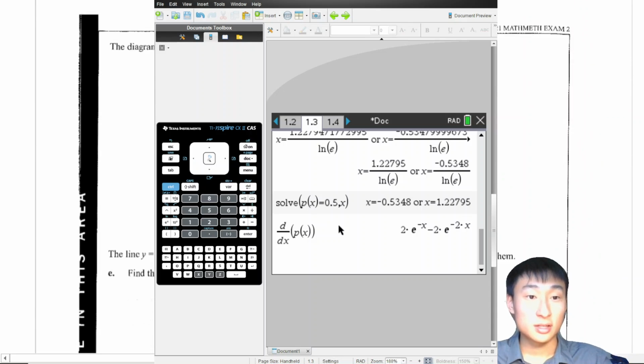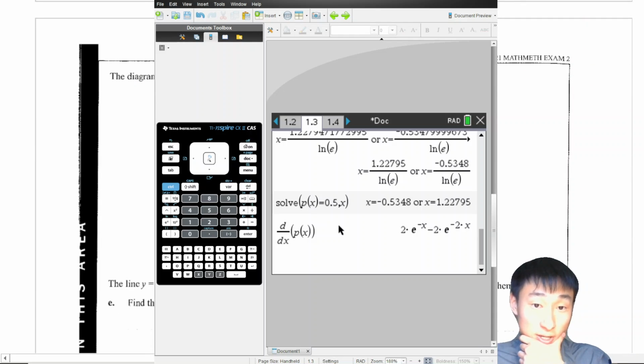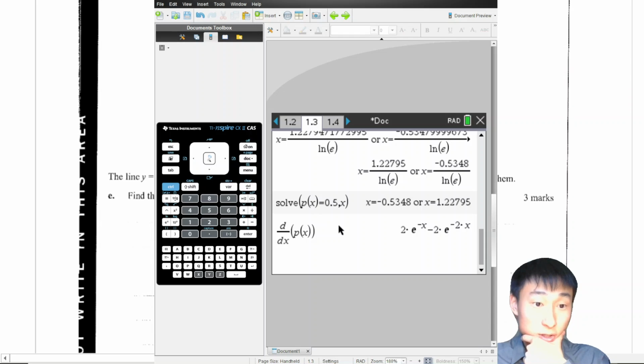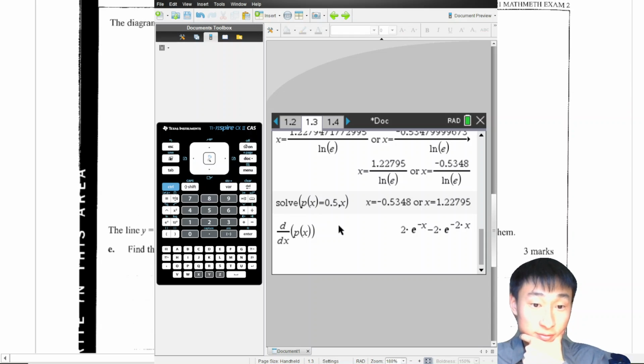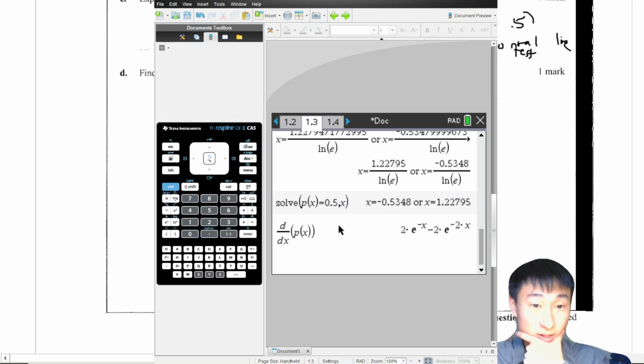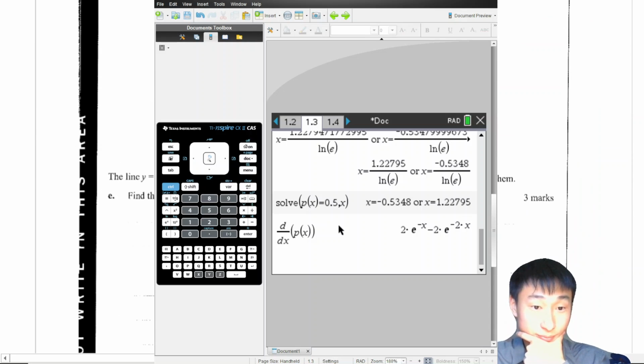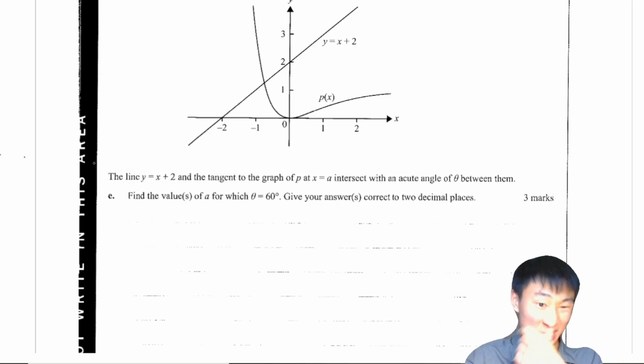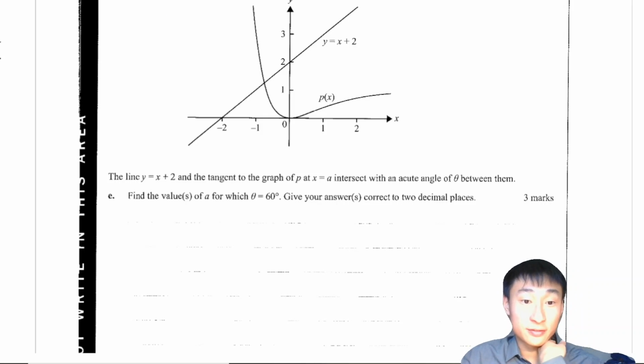Perfect. Okay. The diagram below shows part of the graph of P and the line y equals x plus 2. The line y equals x plus 2 and the tangent to the graph of P at x equals a intersect with an acute angle of theta between them. What's a again? Tangent to the graph of P at x equals a.